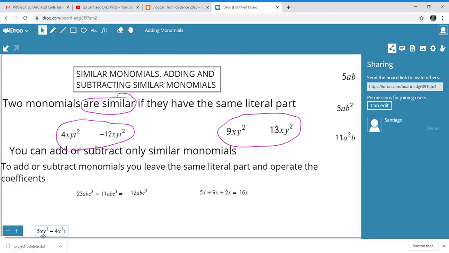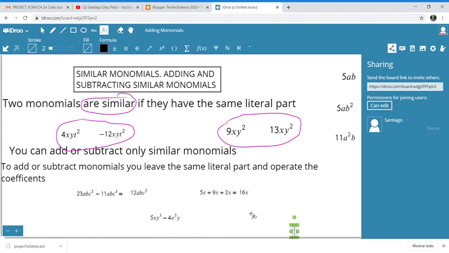What about this one? Can we operate this? First, we have to check if we can add or subtract. They have to have the same literal part. Xy cube is not the same as x cube y. Then we cannot operate. So you cannot say that this is equal to 9 or to 1, because you cannot subtract 5 of this, that can be apples, minus 4 pears, right? So remember that you can only operate similar monomials. First you have to check if they are similar, by taking the literal part. Later you operate, you add or subtract the coefficients.